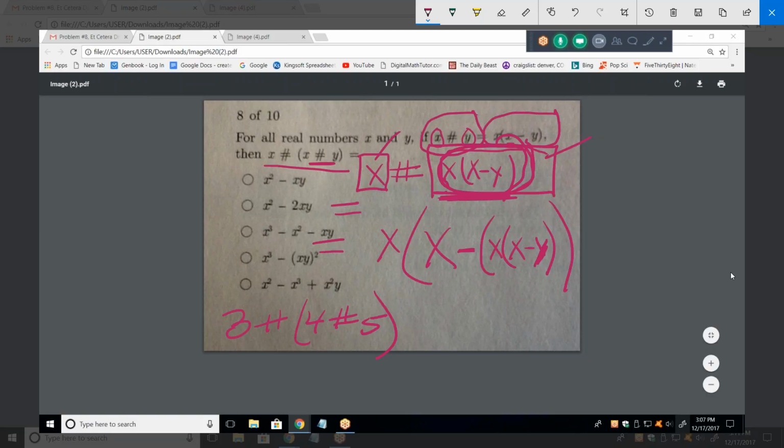To figure it out, we'd do that first, which would be 4 times 4 minus 5, which is minus 4. So now this problem becomes 3 pound minus 4. Whatever's on the left goes in for x, so that would equal 3 times 3 minus y, which is minus 4. Then you simplify that: 3 times 7 is 21. Okay, that makes sense now. Thank you for clarifying.